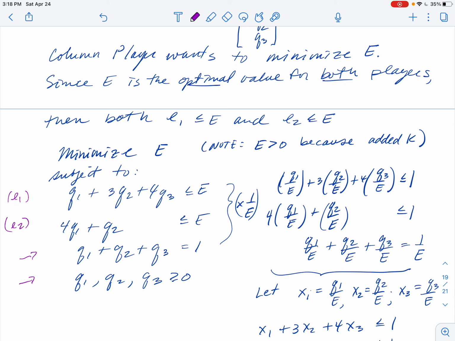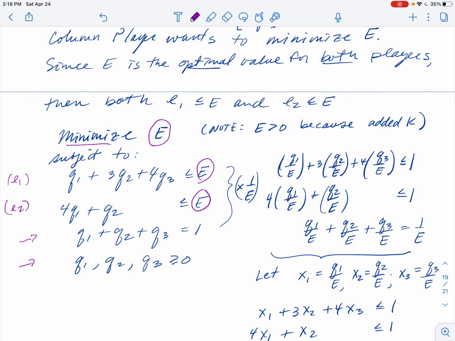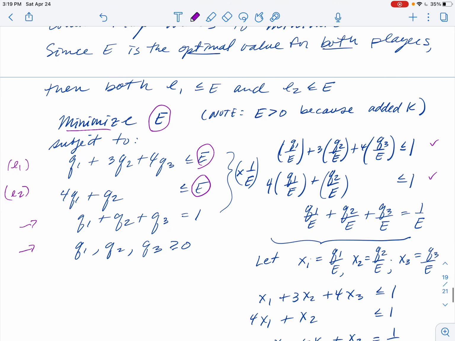Now the problem here is we want to minimize something, and we've also defined 2 inequalities in terms of that same thing. And that's not going to work, okay? So in order to get rid of that E, we're going to multiply all 3 of these first three lines, two inequalities, and the equation by 1 over e. And when we do that, we will get these two inequalities right here. And then the third one will become this equation.